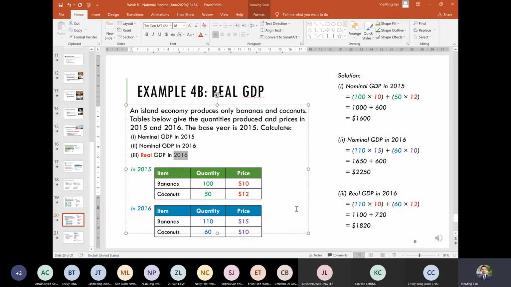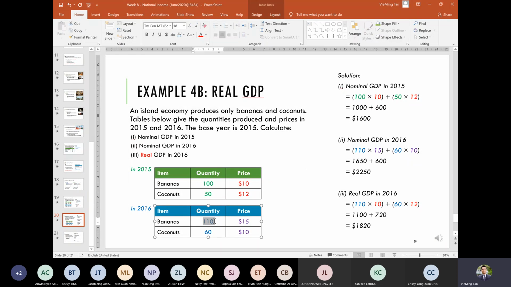So we start from banana. For banana, the quantity is 110, but the price has to use the 2015 price. Which one? This number I have to substitute here. The quantity for 2016 is 110, substitute here. Then the next item is coconut. For coconut, we need to use the 2016 quantity, substitute this number here. And then for the price of coconut, we have to use 2015, the base year price. Substitute this number here.